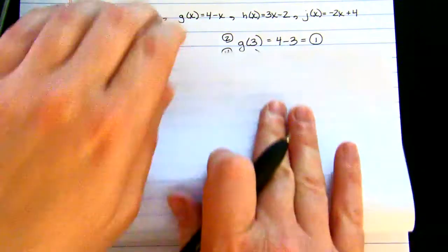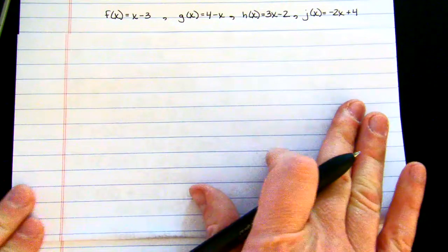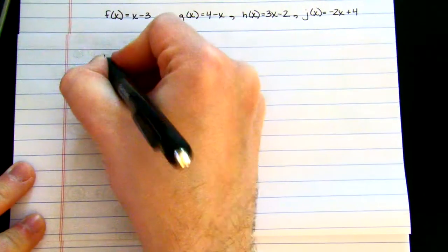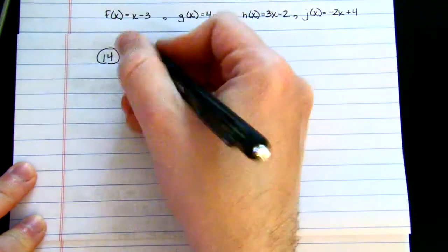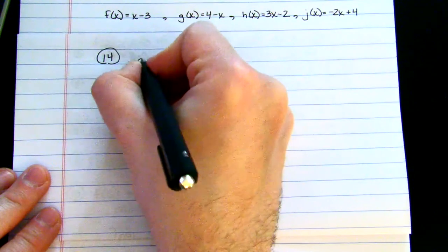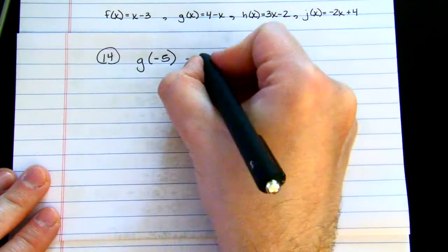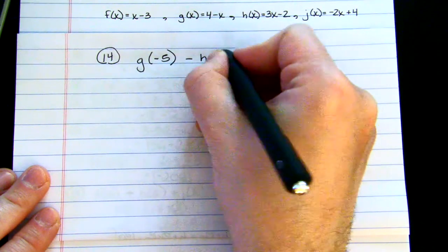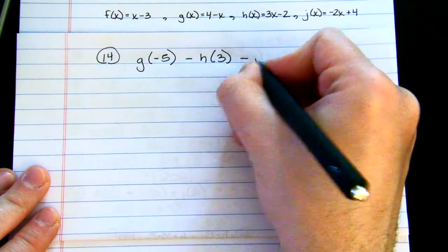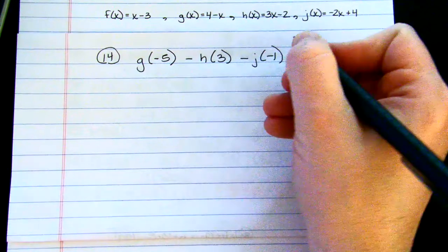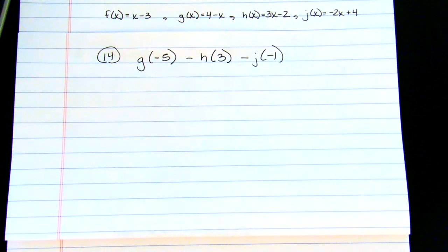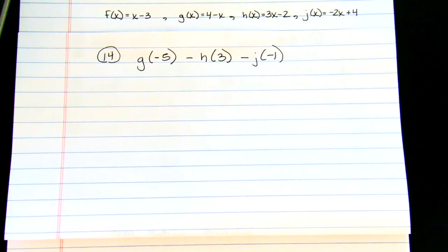One final one, and I'm going to make this one a little tricky. How about g of negative 5 minus h of 3 minus j of negative 1. This is as tough as I'm going to make them. See what you can do. If you can do this, you're in great shape.